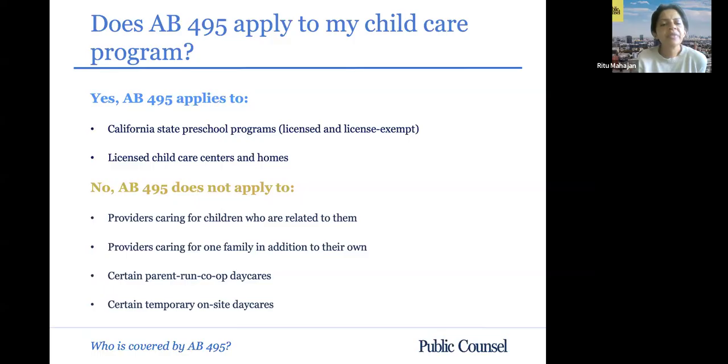Cassidy, I wanted to clarify something. So I understand that 495 applies to California state preschool programs that are licensed and license exempt, as well as licensed childcare centers and homes. But AB 495 has a lot of requirements in addition to the policy requirement. My understanding is that the requirement to adopt the model Attorney General policies by July 1st is only applicable to California state preschool programs.